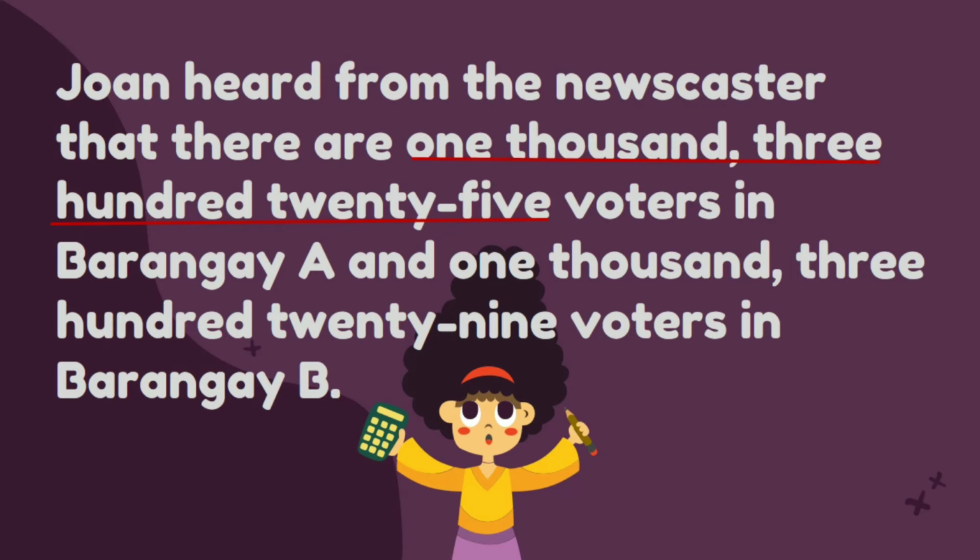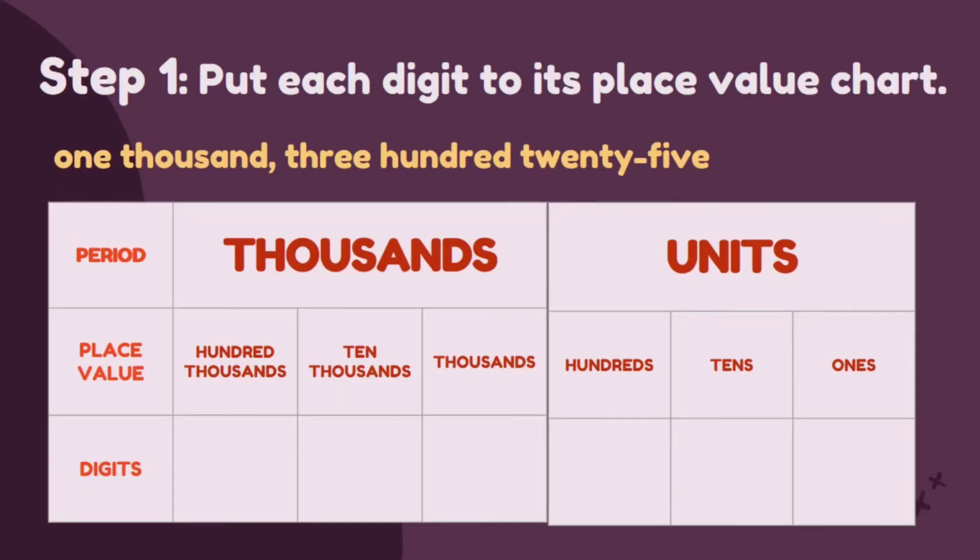Now, let's go back to our discussion. In the citation that we have read, what are the underlined words in the sentence? Let's try to write in symbols the given underlined words. Step 1. We should write the numbers in group or set. So we put each digit to its place value chart. Note that if we write numbers from words to symbols, we should start from left to right.